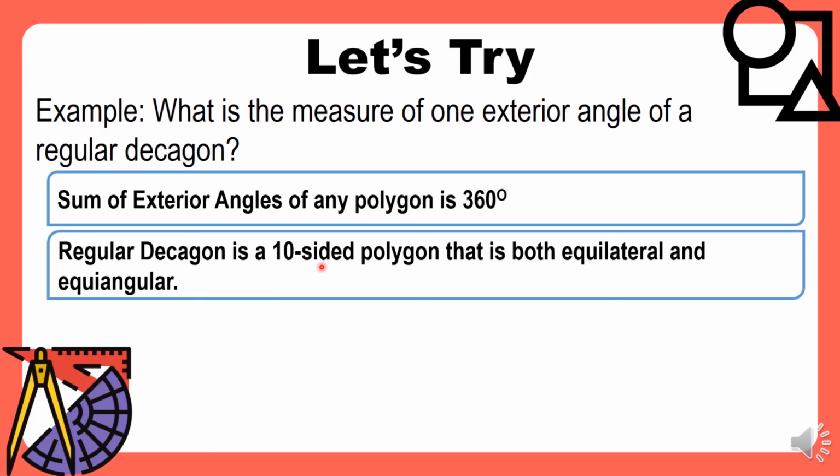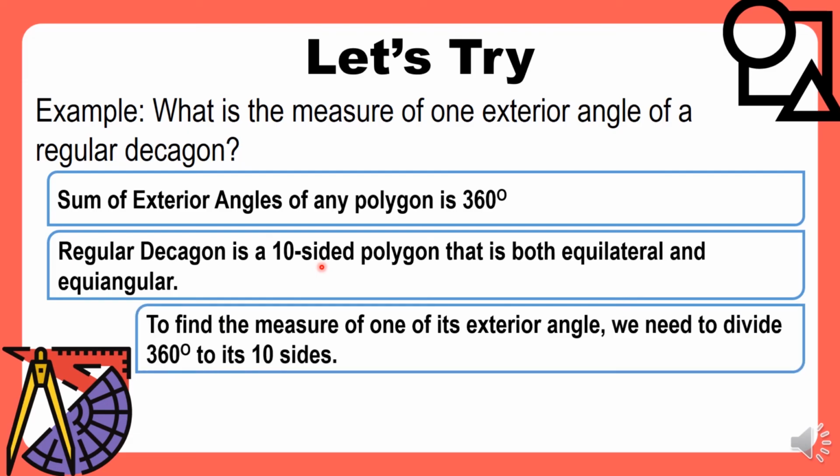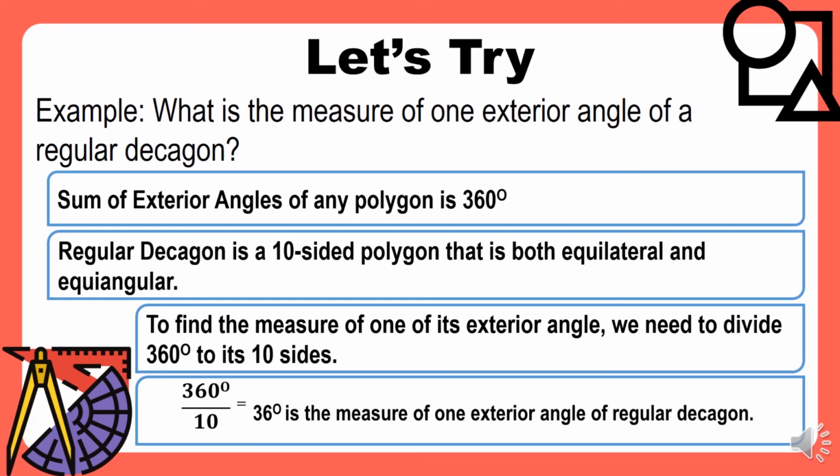To find the measure of one of its exterior angles, we need to divide 360 degrees by its 10 sides. 360 degrees divided by its 10 sides is equal to 36 degrees. And 36 degrees is the measure of one of the exterior angles of a regular decagon.